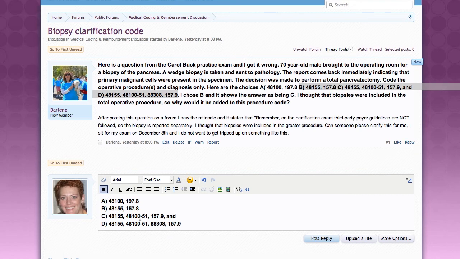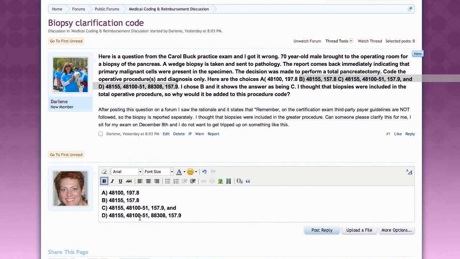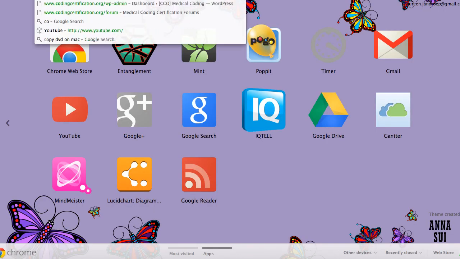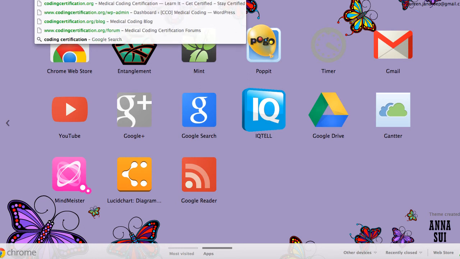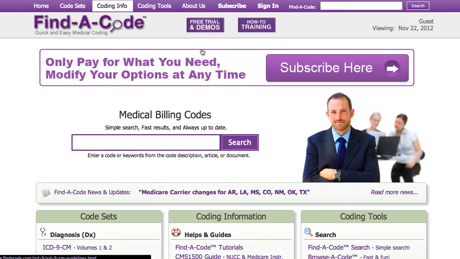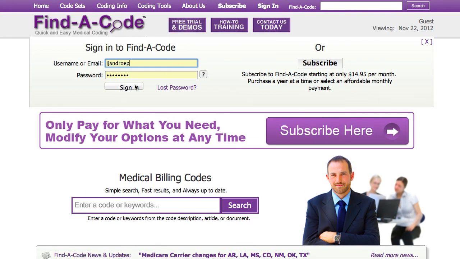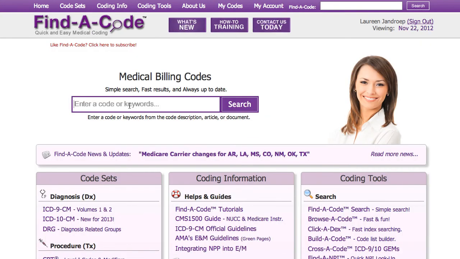Okay, so what I normally do for bundling issues is I will pop in the CPT codes, and there's two in question, 48100 and 48155. So let's go to our handy dandy find a code, which is codingcertification.org/find a code. And I'm going to log into my membership directly, and pop in my code, 48100.